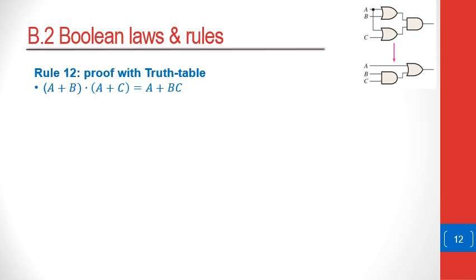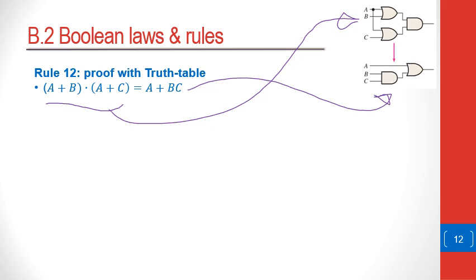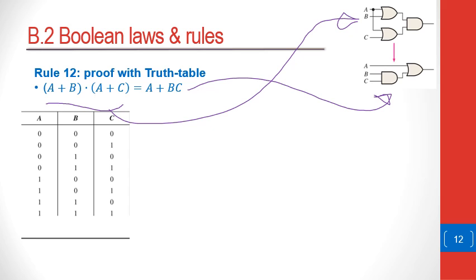Another way of looking at rule number 12, which is the left-hand side here, represented by this equation, and showing that it is equal to this other side, represented by that equation, is to use the truth table. So you can always use the truth table to prove the equality of two sides. Remember, we have 3 input variables, and because of that, we have 8 possible input combinations. Because this is Boolean algebra, the variables can either be 0 or 1.